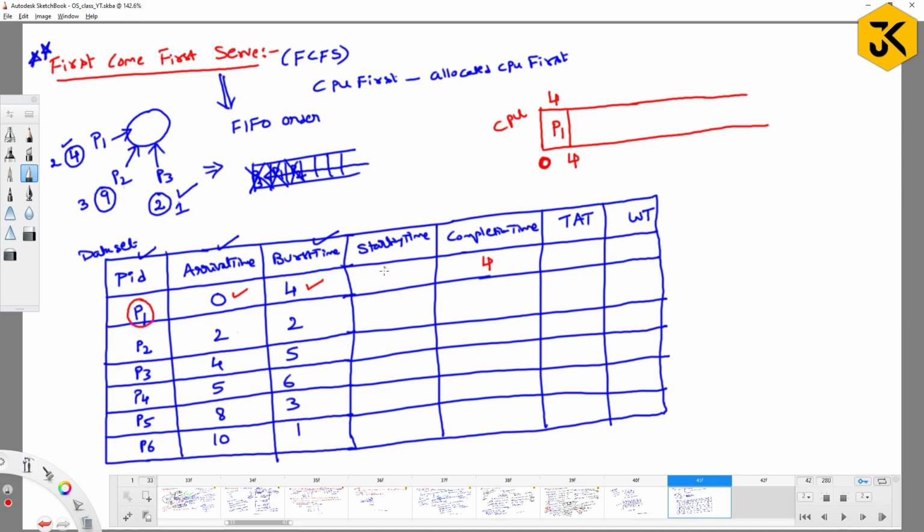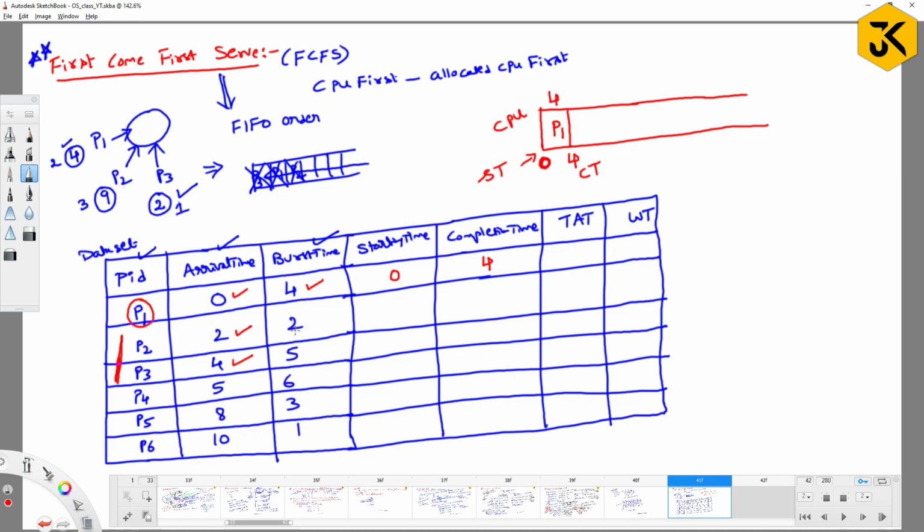And it started at what time? 0, right? This represents the starting time of process P1 and this represents the completion time of process P1. By the time of completion at 4 nanoseconds, what processes are available? P2 and P3 are available, because P2 has arrival time 2 and P3 has arrival time 4, which are not greater than 4. So P2 and P3 are available for execution.